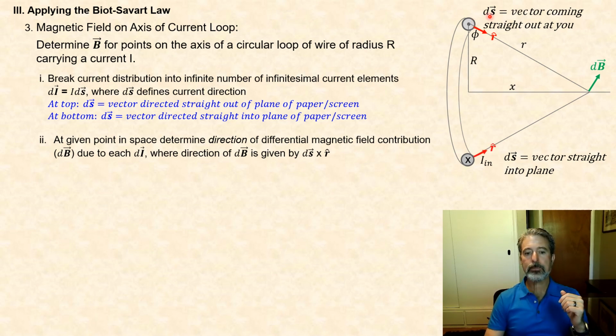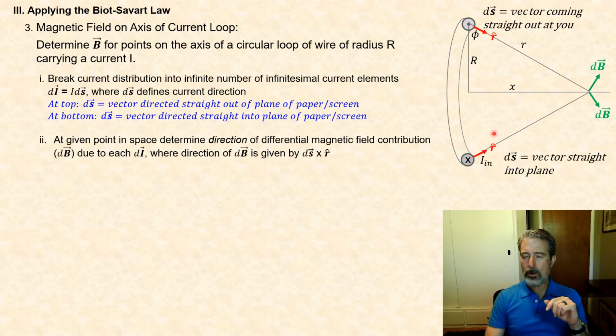Likewise, when I look at the direction of the field contribution for the segment di down at the bottom of the screen, again, I'm showing you r hat. You need to apply the right-hand rule, and you should notice that when you do so, the vector dB is going to look like this. Again, notice that dB will be perpendicular to both r hat as well as ds, that vector that goes straight into the plane of the paper.